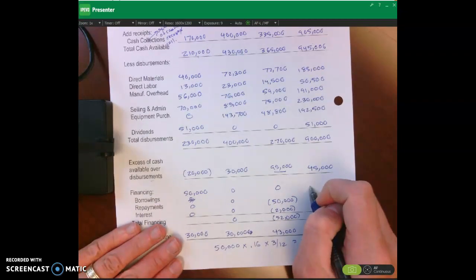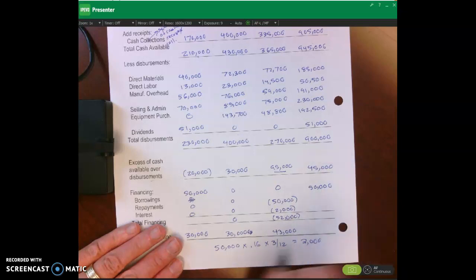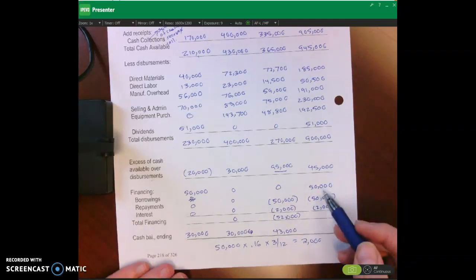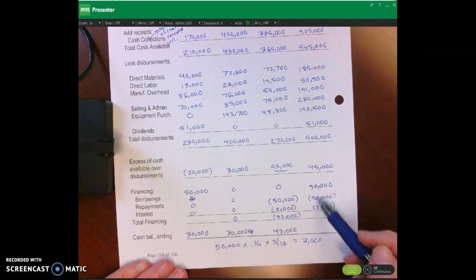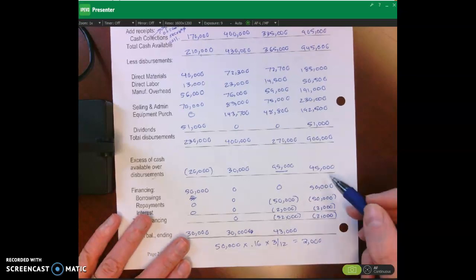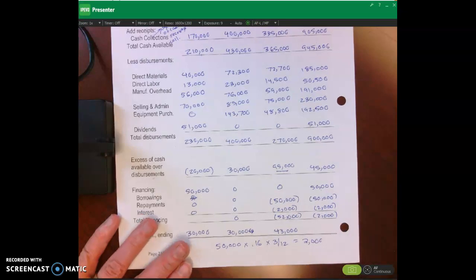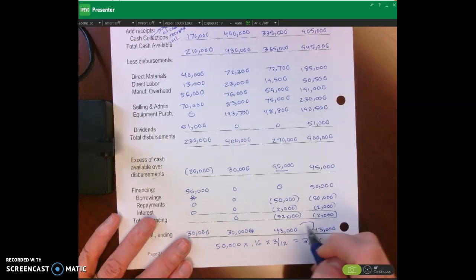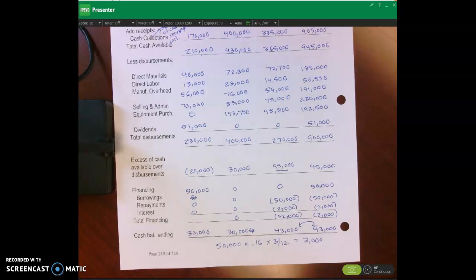And then I can complete my financing section. I borrowed 50,000 right over here, and then I repaid 50,000. And then I also paid $2,000 in interest. So total net financing here, these two cancel out, which means I just have that leftover 2,000. 45,000 plus a negative 2,000, or 45,000 minus the interest that you had to pay, gives me 43,000. These two numbers should be the same because the end of June is the end of quarter 2. Okay, so that completes the cash budget.